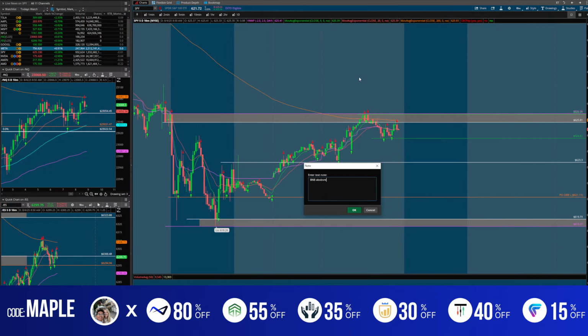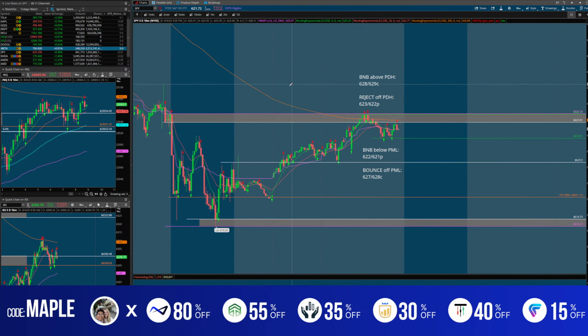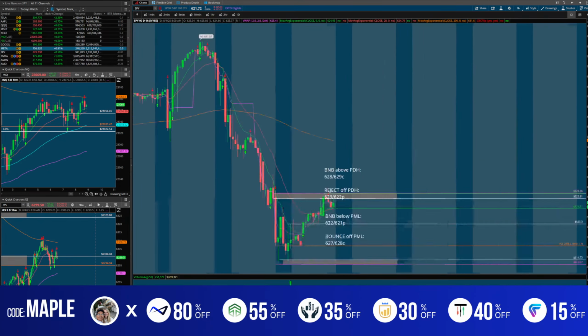Okay, let's say breaking base above pre-market or previous day high. A little further out, 628, 629 calls. Reject off of the previous day high. Let's look at the 623, 622 puts. Breaking base below the pre-market low, 622, 621 puts. Bounce off of the pre-market low, 627, 628 calls. Okay. I'm going to bump up to the hourly chart here for the directional analysis.